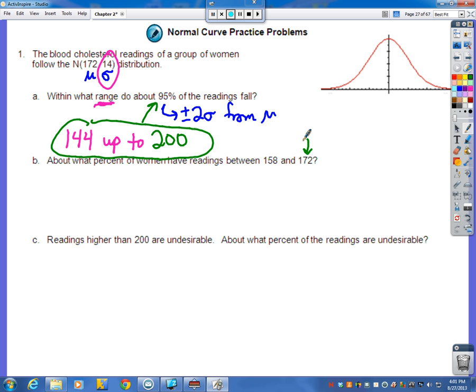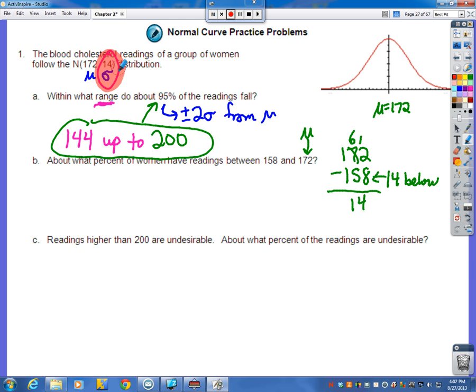Well, 172, that was the mean. So I'm going to put that back here. And 158, that's below the mean. Well, how far below the mean is 158? Well, let me subtract that here. I've got to borrow 1 from 7. 158 is 14 below. Well, is there anything special about that number 14? There is. It's 1 standard deviation below.